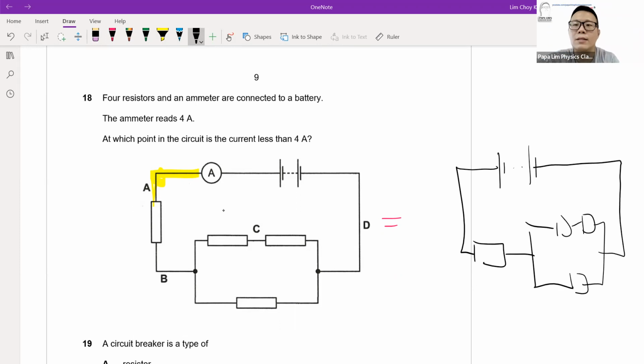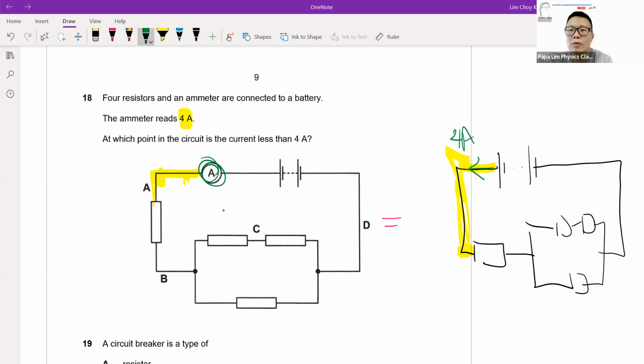Okay, so this is the circuit that you are looking at. What I did is I lengthened the wire here so that the resistor is all on a straight line, which is easier to see. Now, the ammeter reached 4 amp. So where is the 4 amp now? The 4 amp is here. So the current here will be 4 amp.